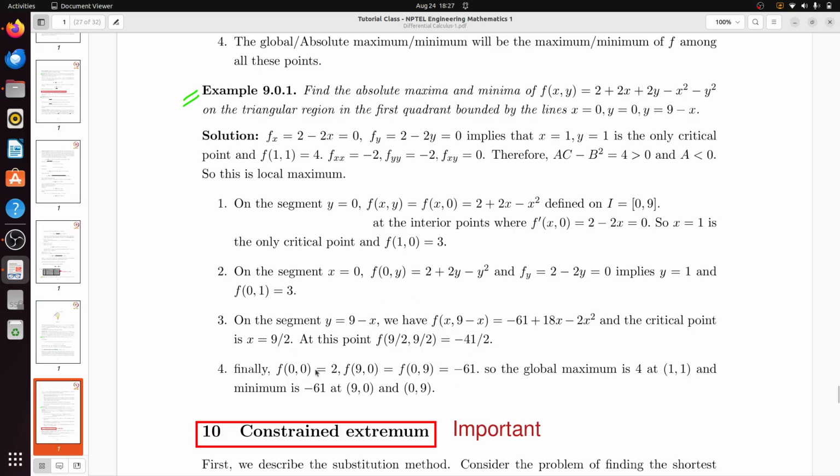ये तीन जो है, ये तीन है कॉर्नर पॉइंट्स, समझ गया ना? (0,0), (9,0) and (0,9). These are the corner points. Is it clear or should I solve it?